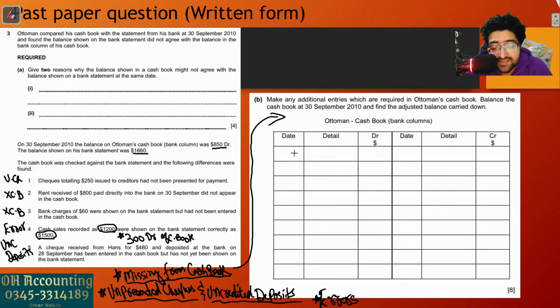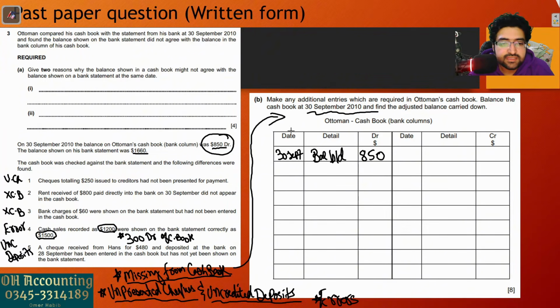Now the process is the same. Okay, we will start with the balance brought down. They have told us it's $850 debit. As you can see, the balance on Ottoman's cash book was $850 debit. So $850. Okay. They've also told us on which date we are balancing the cash book and updating the entries. So you can simply write 30th September. Now you can also write 30 September once on this side and then move on.